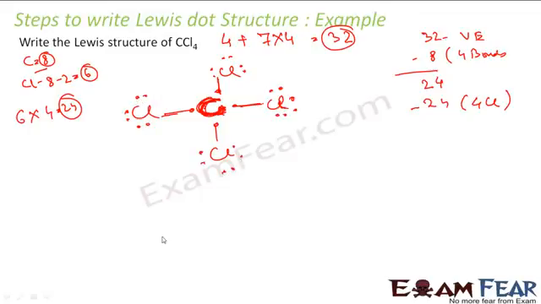Now you see each of the atoms in this molecule, carbon and chlorine, are happy. Since everybody is happy, the structure is stable. Correct? Because the goal is to make everybody happy. If all the atoms are happy, that's all we want. So in this case, the carbon and the 4 chlorine atoms are happy.